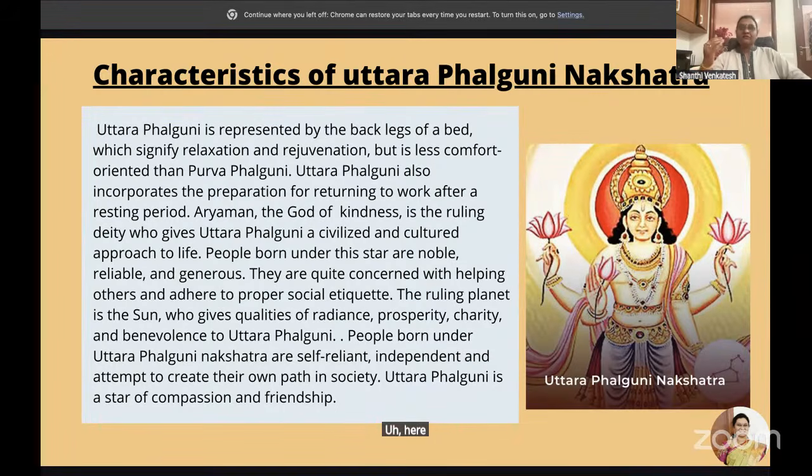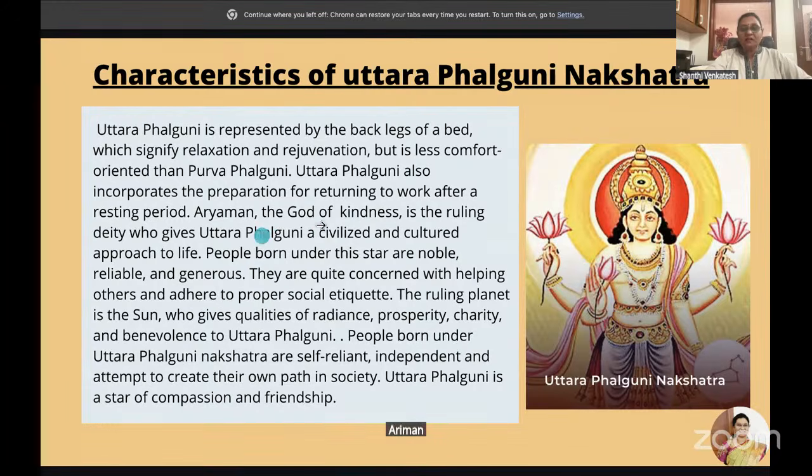See, when you're tired, you go to lie on the bed for relaxation. That is Purva. But here, once the relaxation is over, you get ready. You prepare yourself to get up and go for work. That preparation, when you are ready to go for work, is what Uttara Falguni represents.